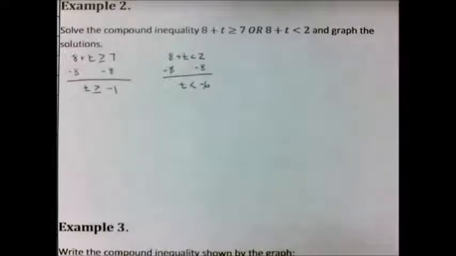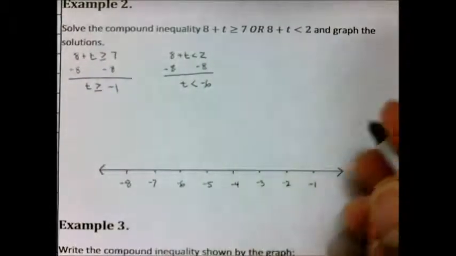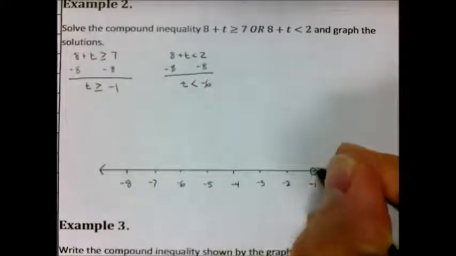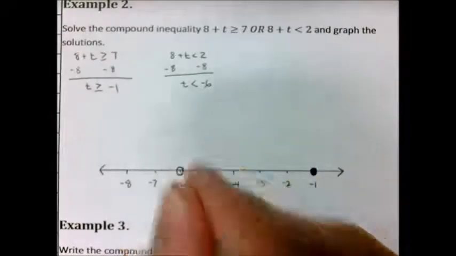This is an or statement, which means that it is either one. It's a combination of both of these, the union of both of those. So let's go ahead and graph this. I've gone ahead and drawn it below here. We've got t is greater than or equal to -1, so let's do a closed dot at -1. And t is less than -6, so that's an open dot at -6.